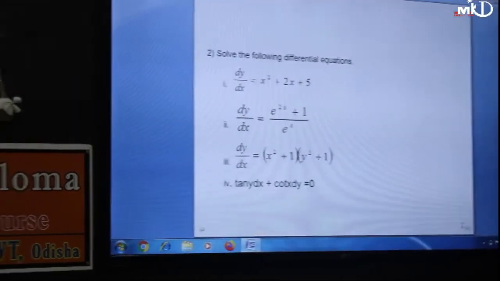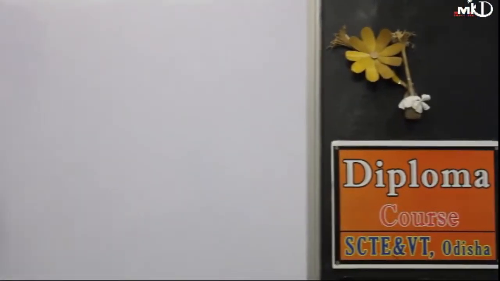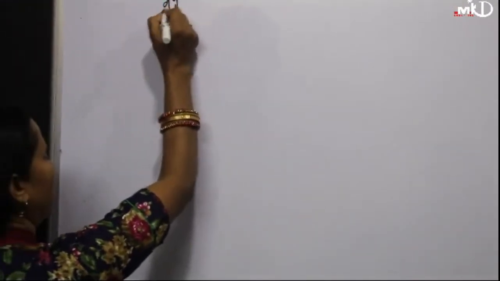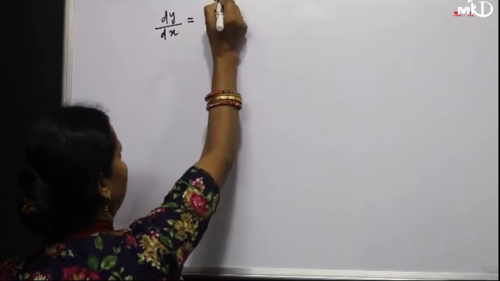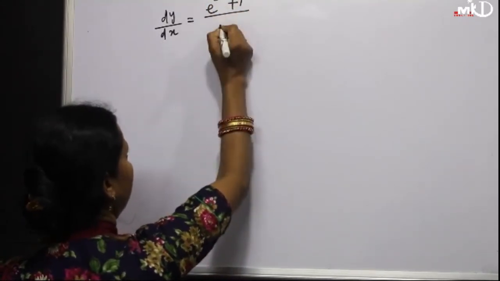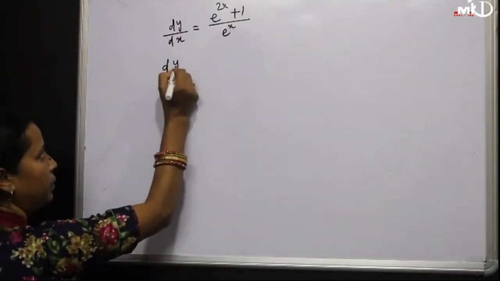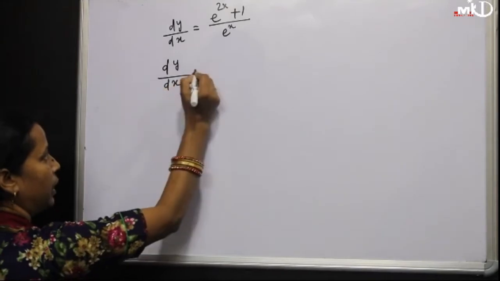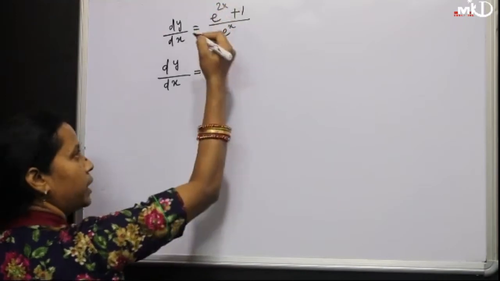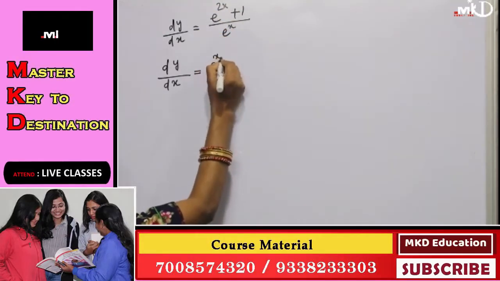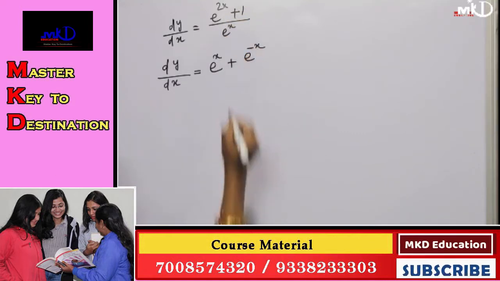That means we find the solution by variable separable method. Now the question is dy by dx is equal to (e to the power 2x plus 1) by e to the power x. Now we write the differential equation, that is dy by dx. Now we divide e to the power x, that is e to the power 2x by e to the power x, that is e to the power x, plus 1 by e to the power x, that is equal to e to the power minus x.